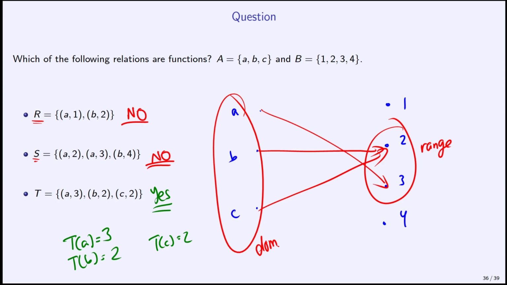So the range only includes the things that the domain gets mapped to. So 1 and 4 are not in the range because there's nothing in our domain that takes that element to 1 or takes that element to 4. So the range is only the things that are being mapped to.